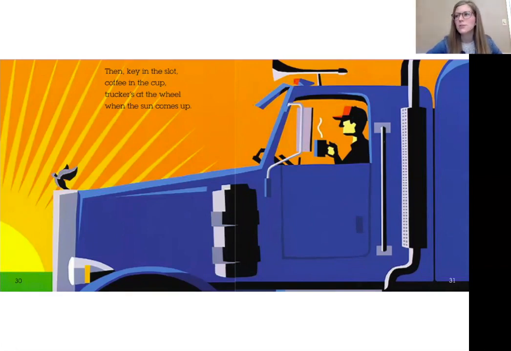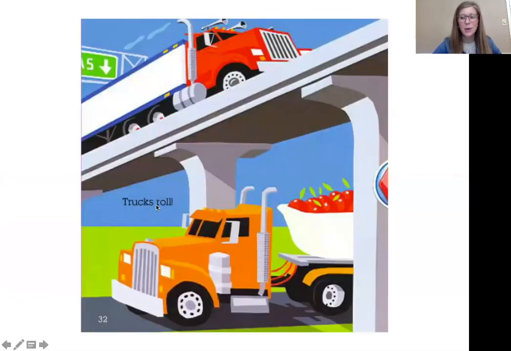How do you think the truck driver feels in the morning? I bet he feels well rested after sleeping and after drinking his coffee. Trucks roll. So now the driver's ready to go again because the text says that the trucks roll. So now they're not stopped anymore. Now they're ready to get going, to make their deliveries, to haul their different items to where they need to be.